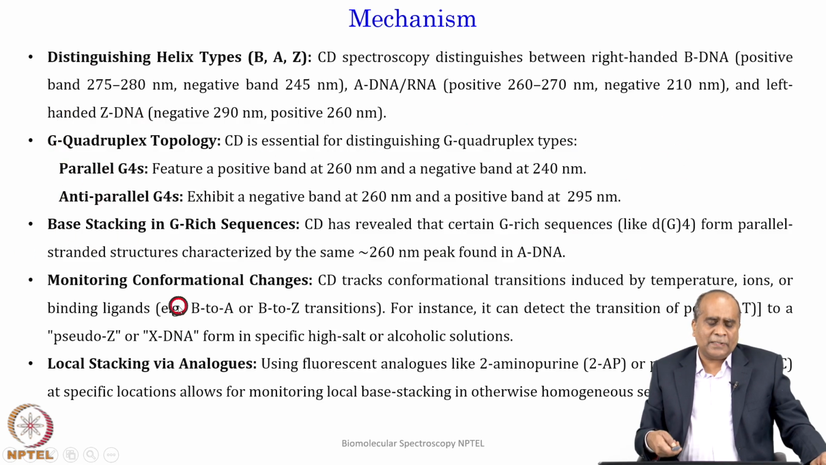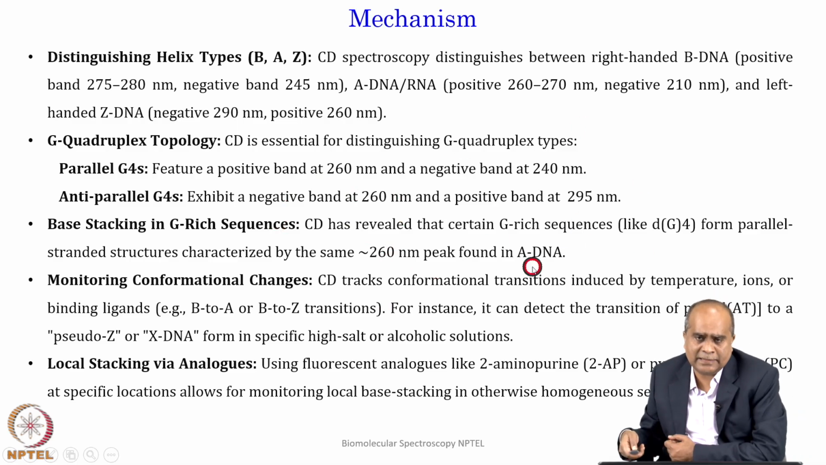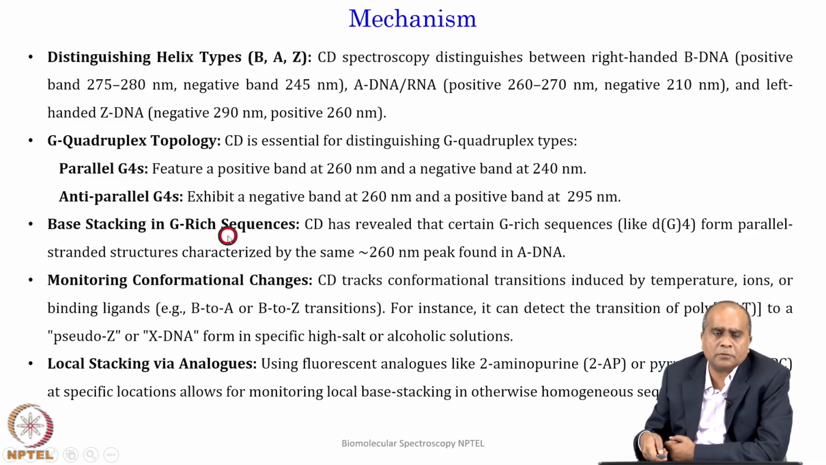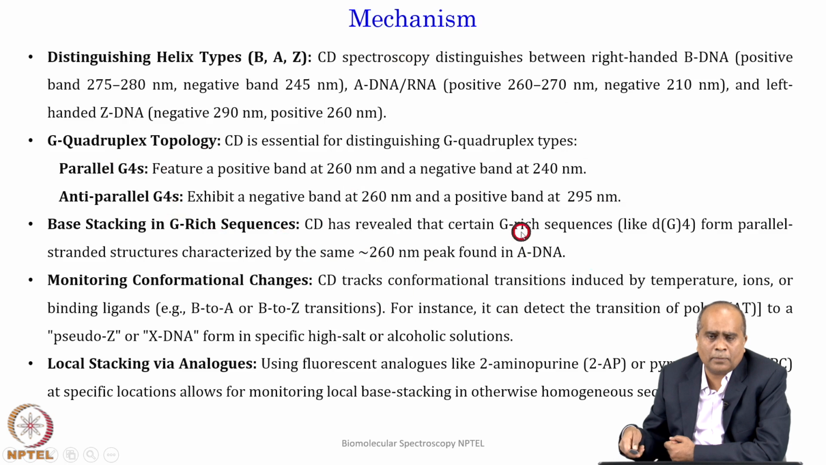Now, what happens to base stacking in G rich sequence? The CD reveals that certain G sequences, like a DG4 parallel stranded structure, are characterized by the same 260 band that is found in A DNA, right. So, this is a common feature that you can have between A and quadruplex.